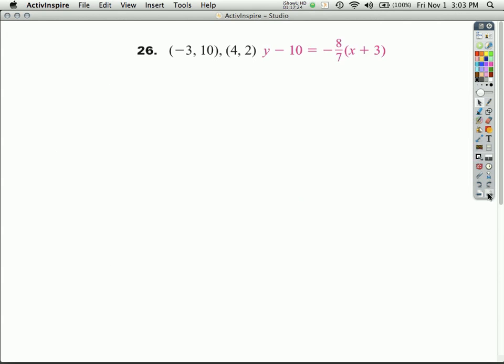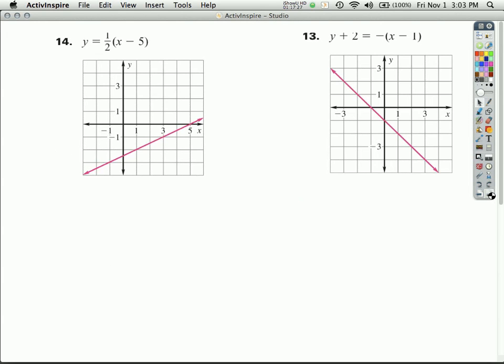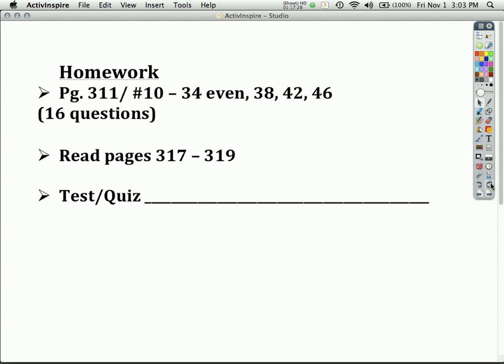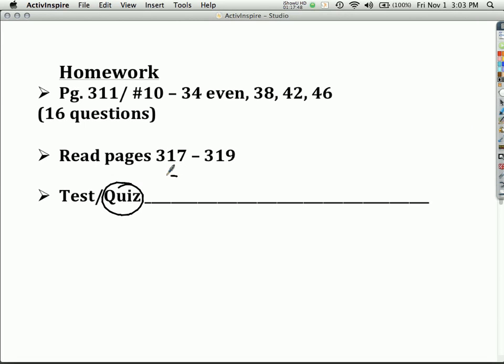Now draw one final line across your paper. Your homework is page 311, numbers 10 through 34 even, and 38, 42, and 46. That's a total of 16 questions. And you're going to read the next section, and you're going to have a quiz on 5.1 to 5.4 on Wednesday.